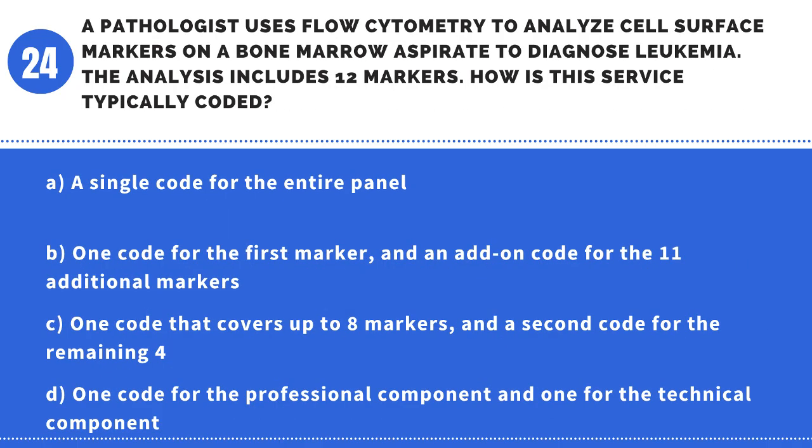Question 24. A pathologist uses flow cytometry to analyze cell surface markers on a bone marrow aspirate to diagnose leukemia. The analysis includes 12 markers. How is this service typically coded? A. A single code for the entire panel. B. One code for the first marker, and an add-on code for the 11 additional markers. C. One code that covers up to 8 markers, and a second code for the remaining 4. D. One code for the professional component and one for the technical component.